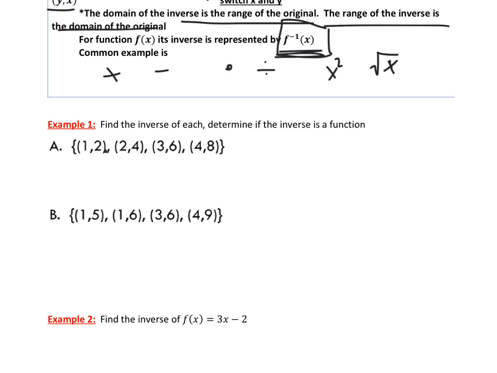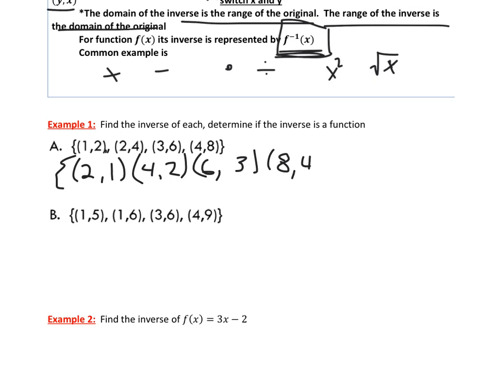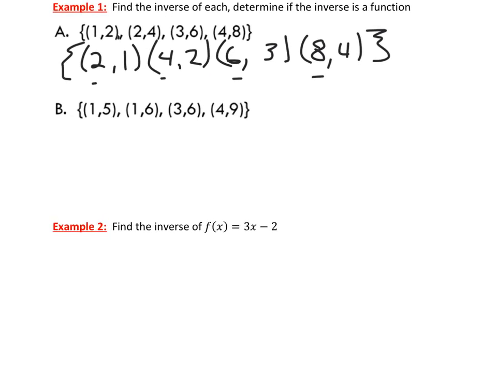As I go through, to find the inverse, you simply switch x and y. So (2, 1), (4, 2), (6, 3), and (8, 4). Just put them back in squiggly brackets there. So if you look, the inverse is indeed a function. Now the x values are not repeating for number A.